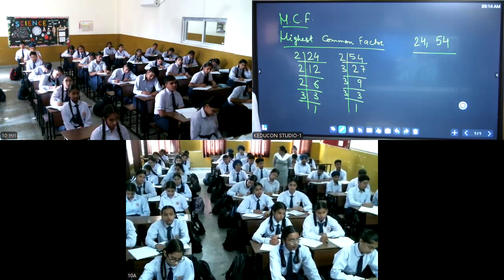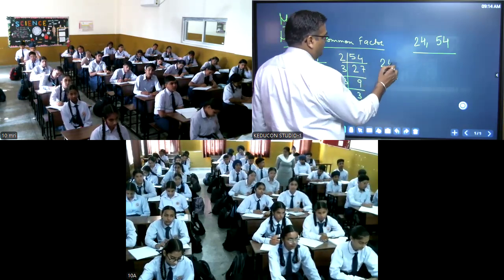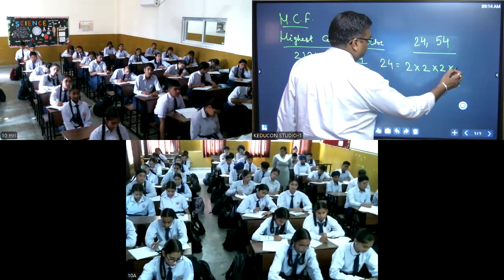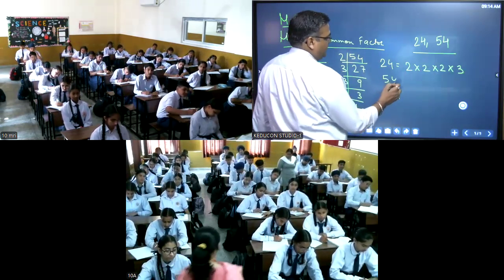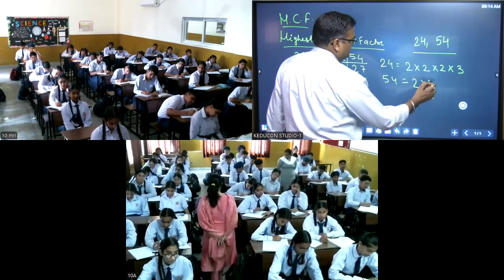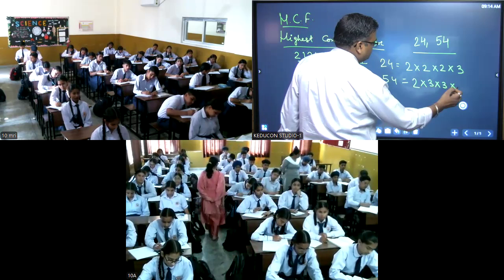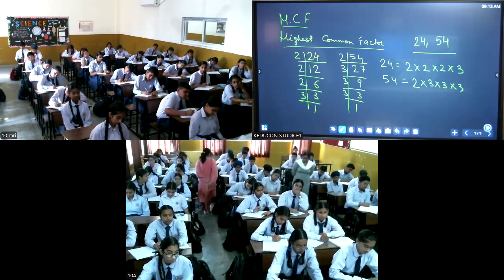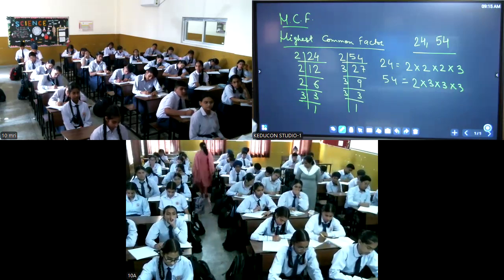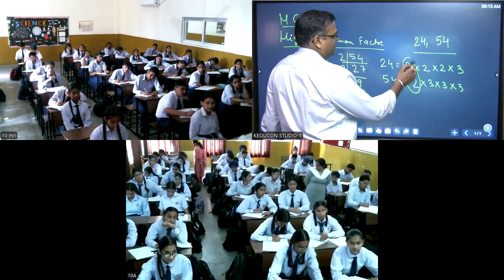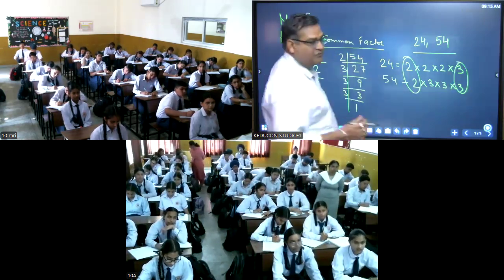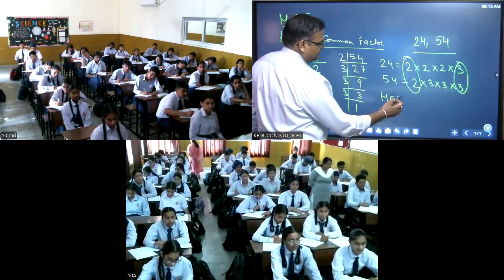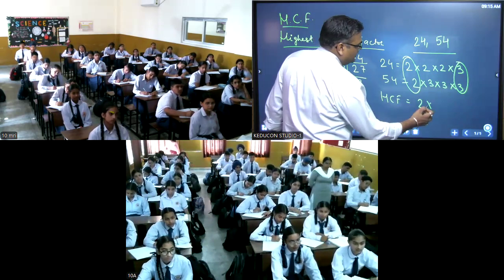This is clear? Now 24 we can write like this, and 54 we can write like this. Now when you look at these prime factors, what are the common factors? 2 and 3. These are the two common factors. HCF of these two numbers is the product of these two common factors, 6.